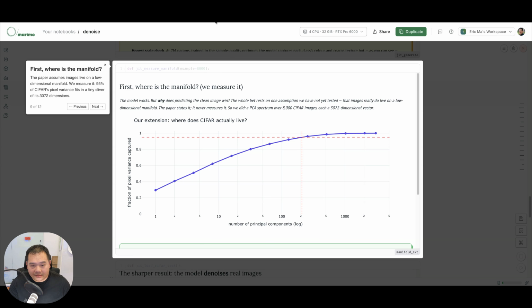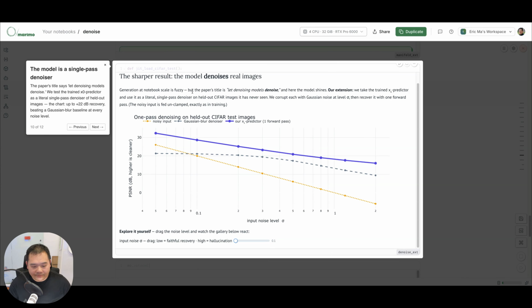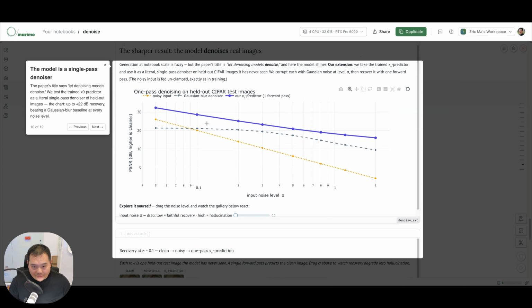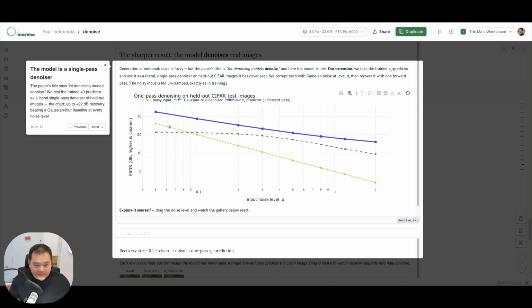So if it's real, the model ought to be able to find it, which is to be able to project the noisy input back onto the surface, which is basically what denoising is. And I used it as a denoiser, which is to corrupt an unseen image and then do one forward pass. And this chart shows up to 22 decibels of improvement, beating a blur at every noise level.